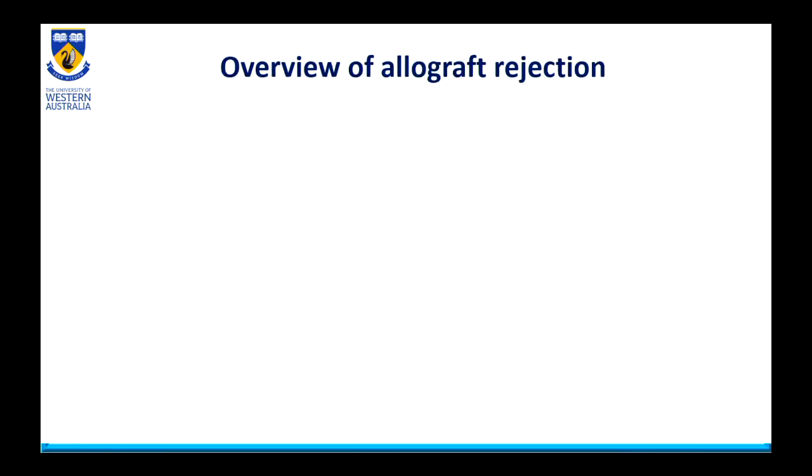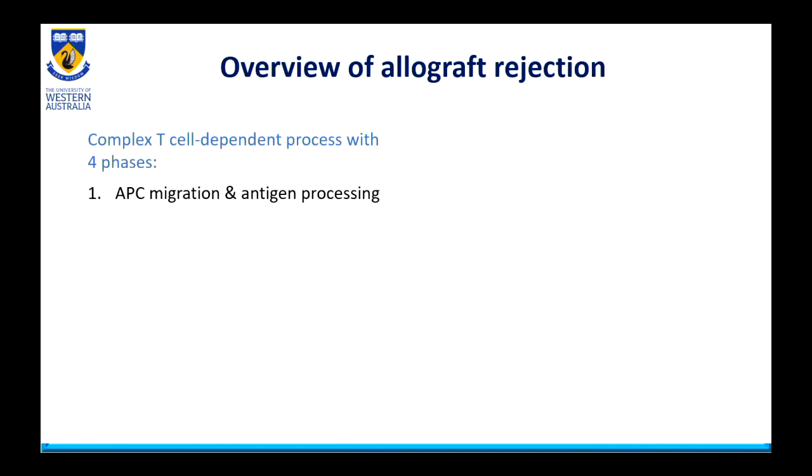So let's overview allograft rejection. Allograft is when something of the same species is put into another person. It's a complex T cell dependent process, and there's 4 phases in that process. Antigen presenting cells migrate into the area, usually into a lymph node, and antigen processing occurs.